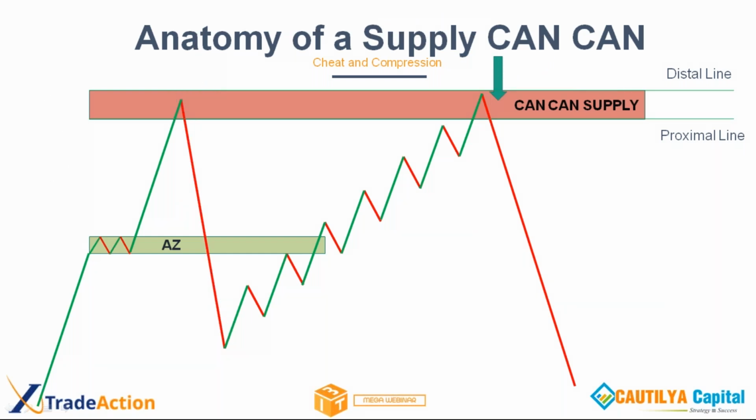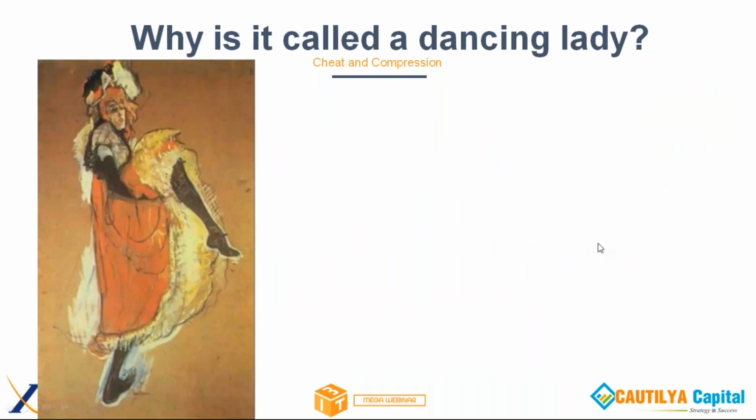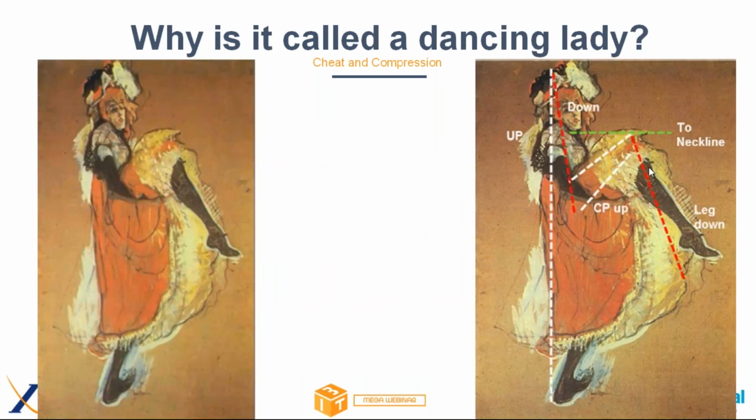Is it clear, friends? In fact, can is also a kind of cap. It is just a pattern which also includes compression, nothing more. In cap, we never said that compression is a must. Compression is an approach. Theoretically, can is automatically covered in our class. Why? It is a cap. Is this clear, friends? Why is it called a dancing lady? Compression up to the neckline, leg down. The leg down is the thread.